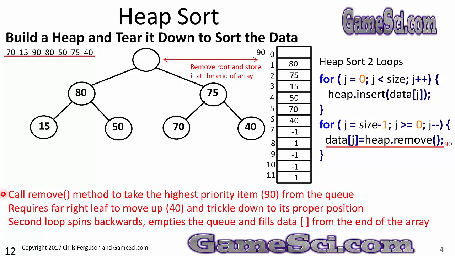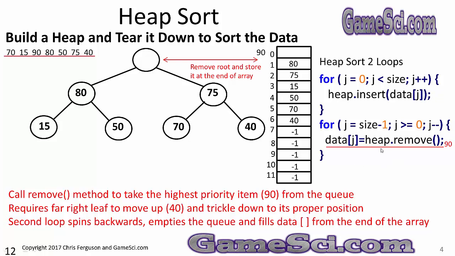Call the remove method to take the highest priority item 90 from the queue. This requires the far right leaf to move up, the 40, and trickle down to its proper position. The second loop spins backwards, empties the queue, and fills data from the end of the array.